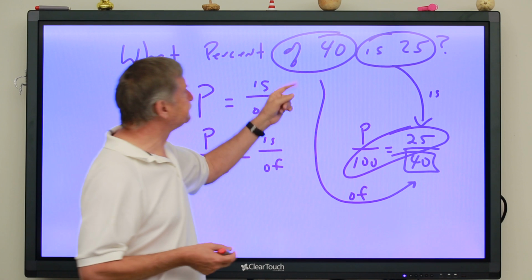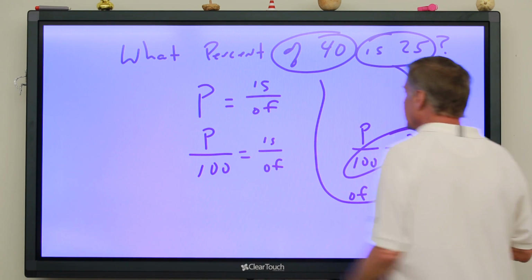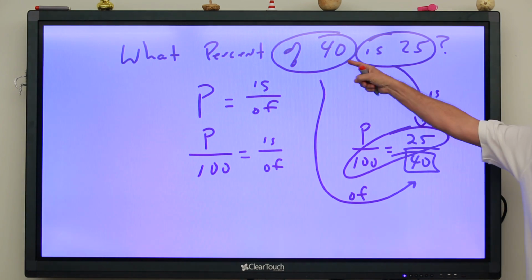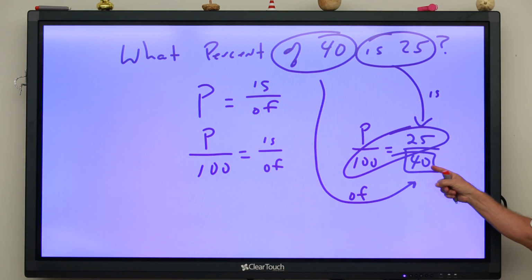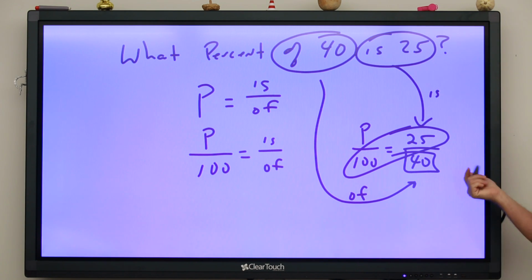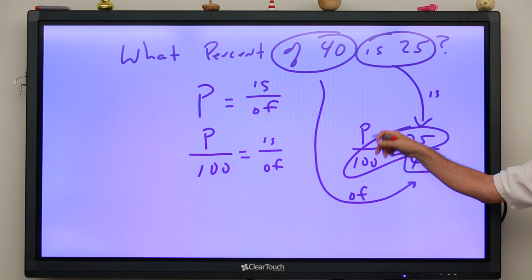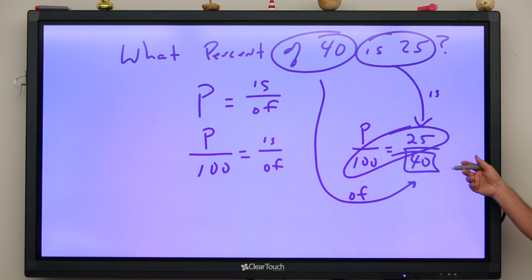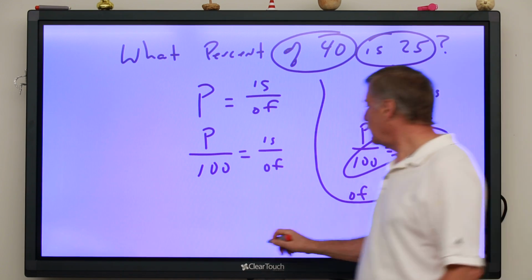And so we look at, all right, what percent we don't know. That's going to be P. Of 40, that's the whole thing. It goes on the bottom. Is 25, that goes on the top. And so we solve this proportion, 100 times 25, divided by 40, and we get the percent.